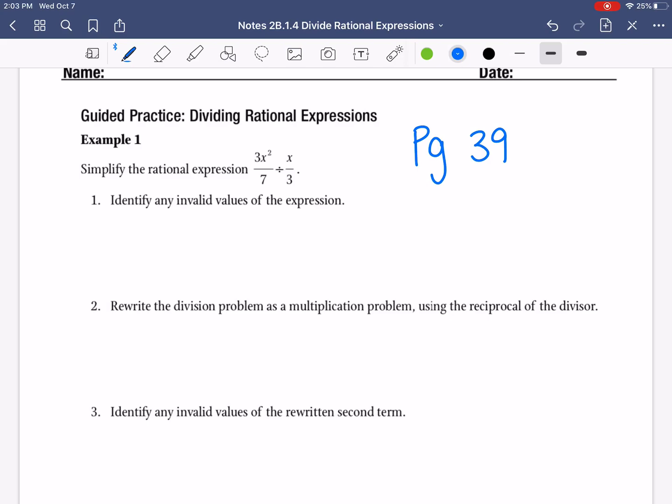So the first one it wants us to do is identify any invalid values. So we already know that we're going to have to flip, but they have us kind of do the second invalid values here. So right now when you look at these, you don't see any x's, so there's no invalid values, there are none. Now we're going to rewrite our problem in step 2 as a multiplication problem using the reciprocal of the divisor. So we keep the first one the same, we change it to multiplication, and we flip it, so it becomes 3/x.